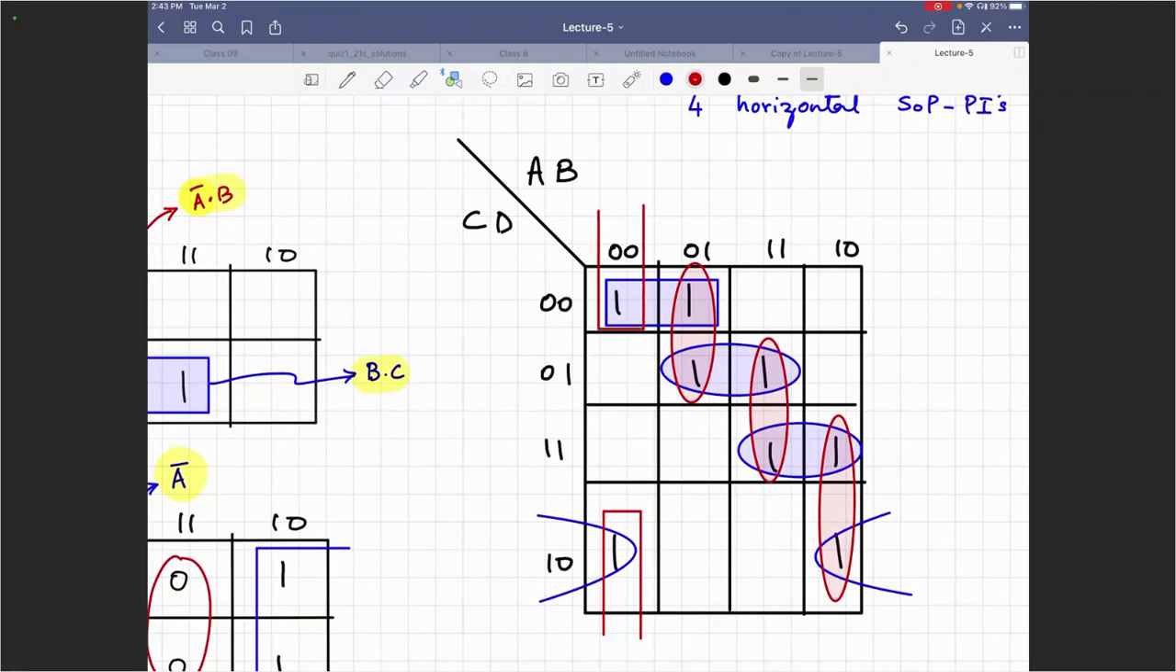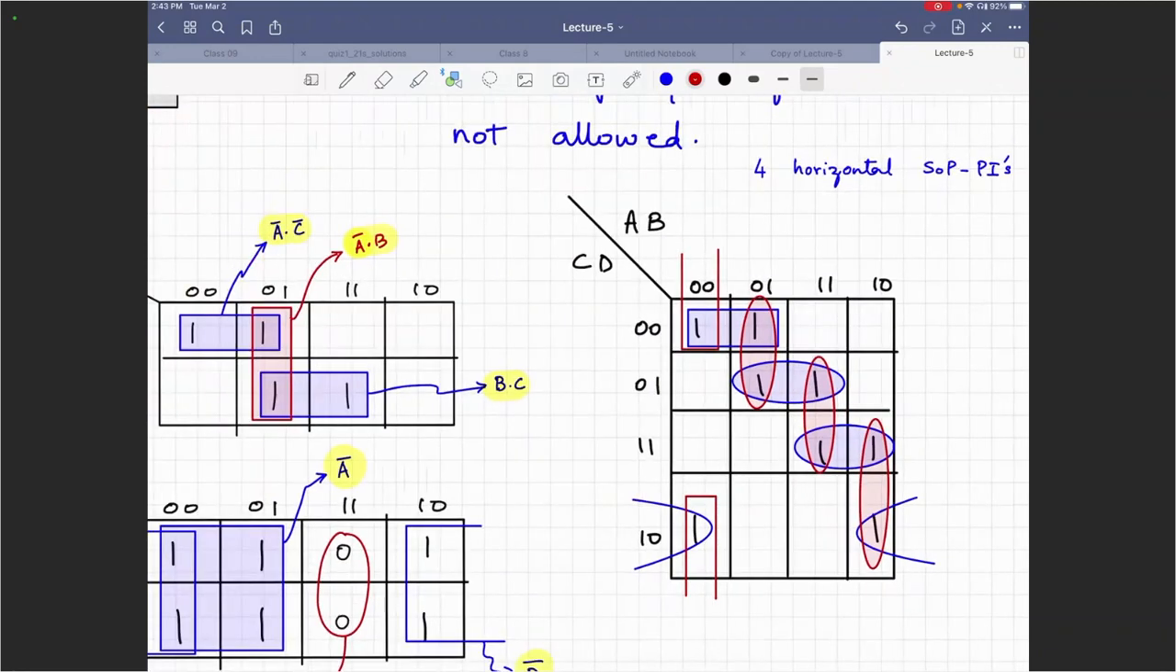1, 2, 3, and 4. So you've got 4 horizontal ones, and then you've got 4 vertical. Sum of product PIs. So in total, there are 8 of them, right? 8 prime implicants.